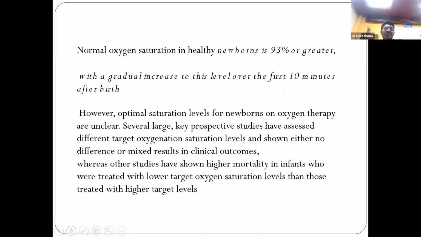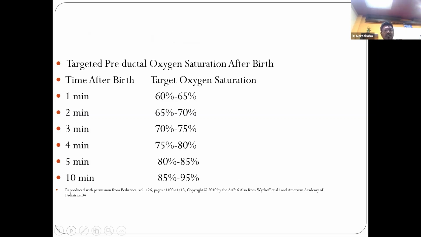Normal oxygen saturation in healthy newborns is 93 or greater, with a gradual increase in the levels over the first 10 minutes as required. Can you go to the next slide? These are the preductal saturation points. Everyone knows this; our NRP has this. By 10 minutes of life, the saturation should be 85 to 95.